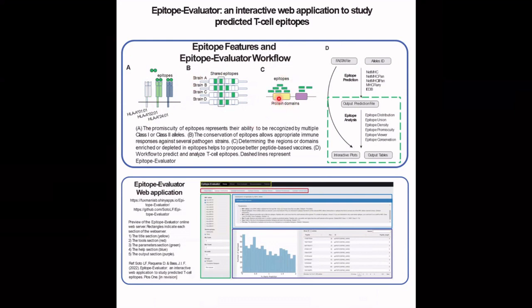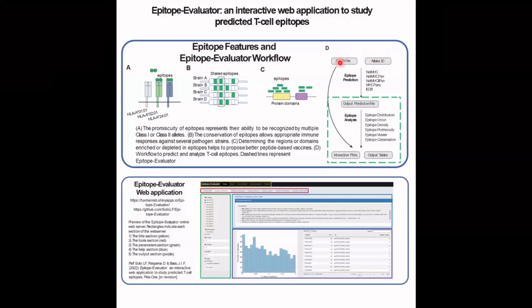So to help with this analysis, we have developed Epitope-Evaluator. The workflow starts with a prediction of epitopes, so the user needs to upload the FASTA file and the alleles ID. However, for the Epitope-Evaluator, we need to upload the prediction file and the FASTA file. This is the website that is available at this link, and also the code can be downloaded from the GitHub.